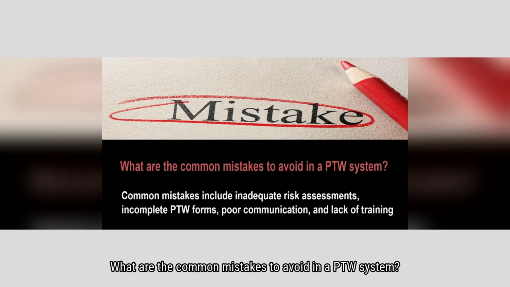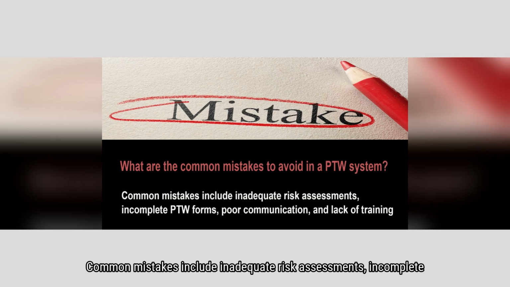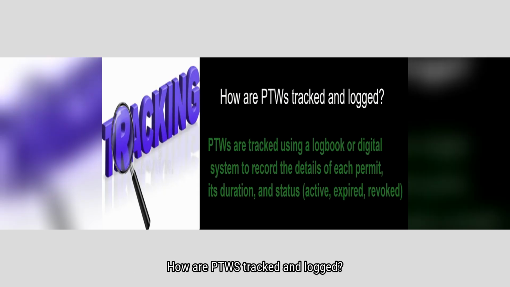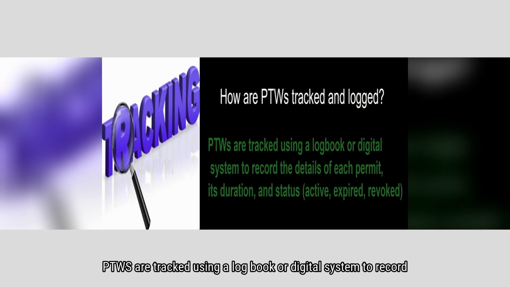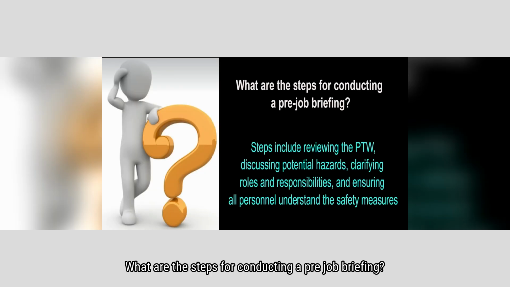What are the common mistakes to avoid in a PTW system? Common mistakes include inadequate risk assessments, incomplete PTW forms, poor communication, and lack of training. How are PTWs tracked and logged? PTWs are tracked using a logbook or digital system to record the details of each permit, its duration and status: active, expired, revoked.